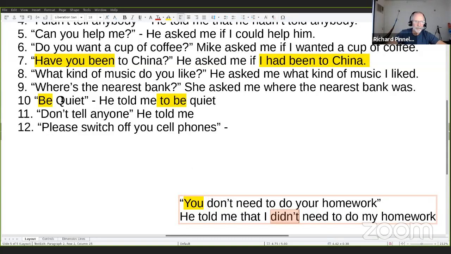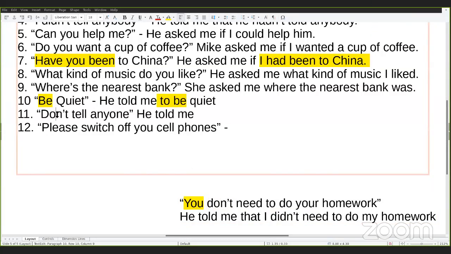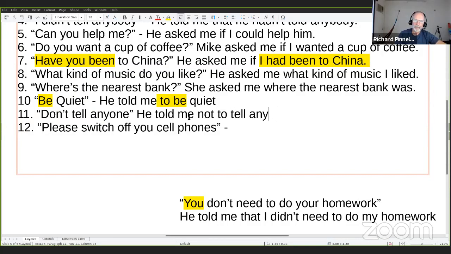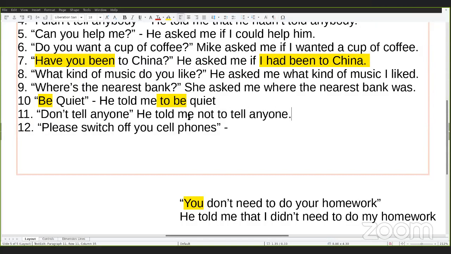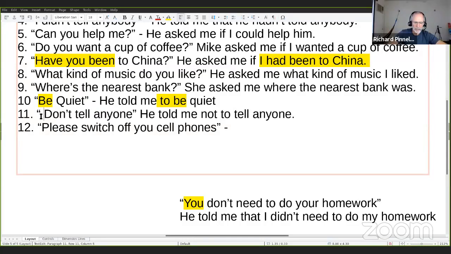But here, don't tell anyone is imperative. He told me not to tell anyone. Okay. Yeah, not to. If we have a negative, there's no subject here, so that means it's imperative. So we're going to get the verb and put not in front of it, plus to plus the base form of the verb.